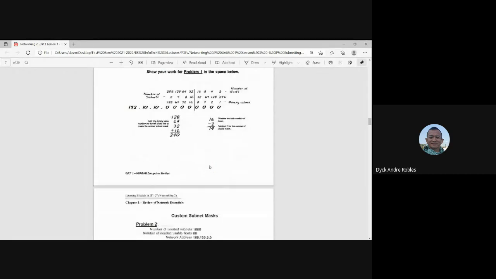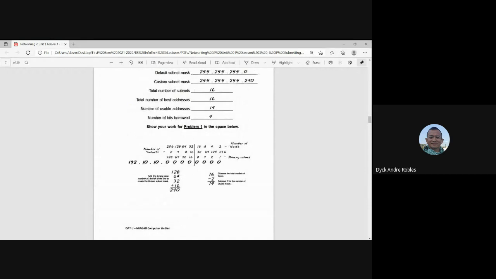So, below this table, on another piece of paper, let me introduce to you another page. So, any question with that activity? Okay, because I'm going to show you another drawing.